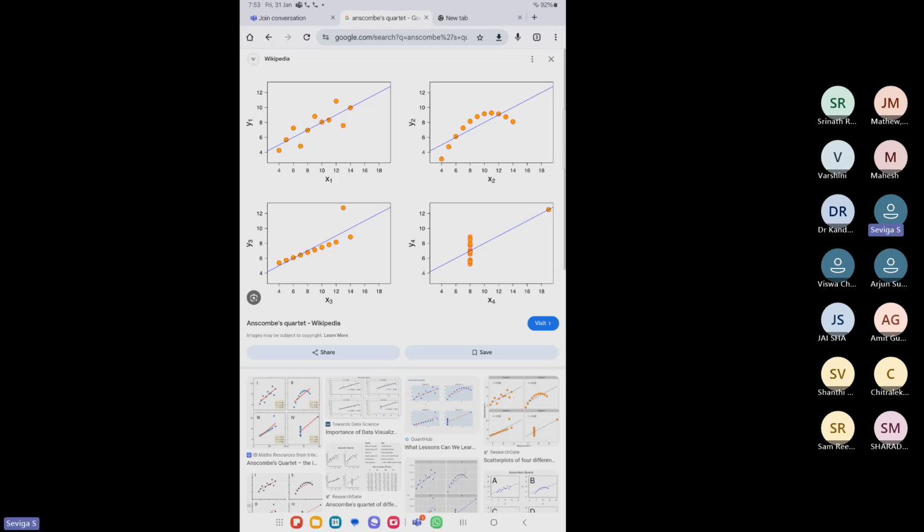Is my screen visible to you? Yes, ma'am. So if you look here, there are 4 data sets. All these 4 data sets are 2D points. These sets don't look alike. They are all different. But if you compute the statistics, they have the same mean, same covariance, same correlation, and the same straight line fit. Though they don't look similar, all the statistical values of these 4 data sets are the same.